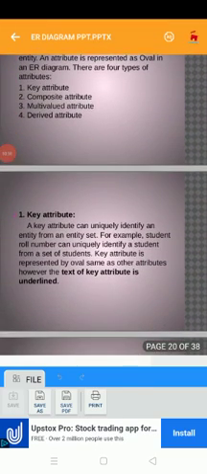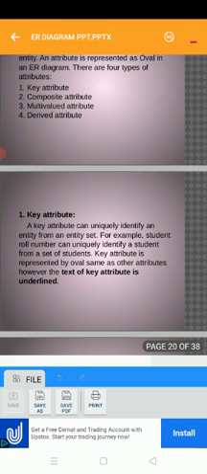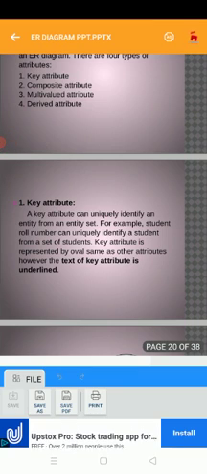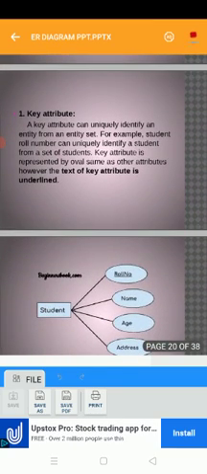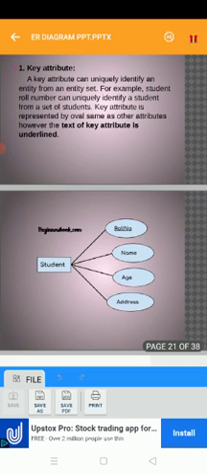First, key attribute. A key attribute can uniquely identify an entity from an entity set. For example, student roll number can uniquely identify a student from a set of students. A key attribute is represented by an oval, same as other attributes, but the text of the key attribute is underlined. For example, in this diagram, student is an entity, and roll number, name, age, address are attributes. Roll number is the key attribute, while the others are simple attributes.